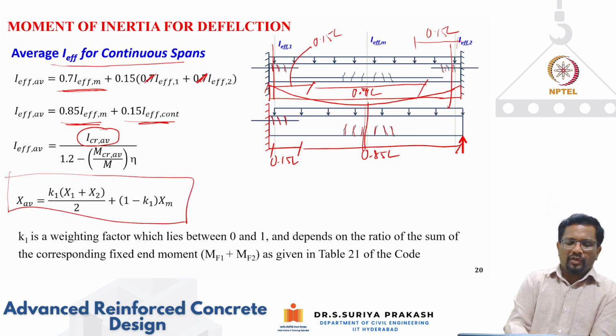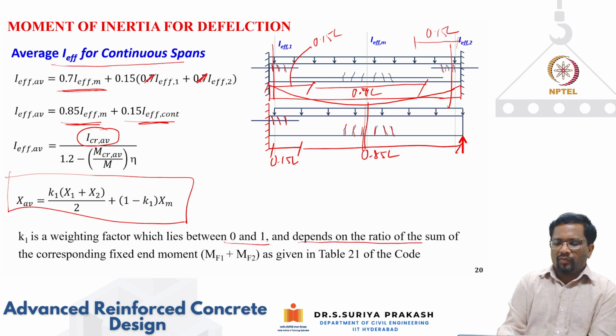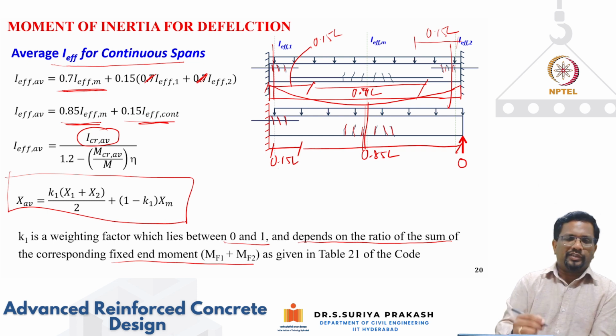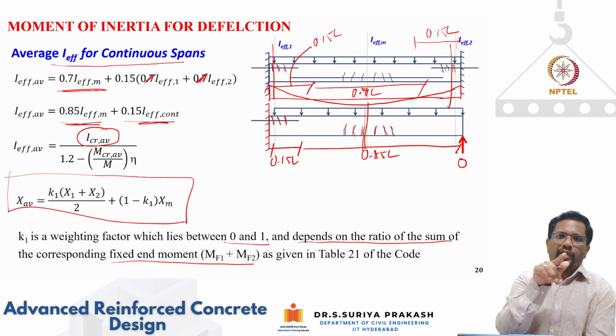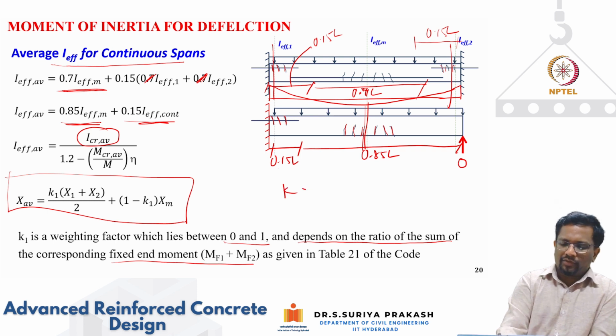Now what is K1 and XM and X1 and X2? So you can see here for moment also I can take some K1 weighting factor between 0 and 1, that again depends upon the ratio of corresponding fixed end moments that you are going to have. Okay, so MF1 in this case, if you look at it, MF2 here is 0, here you will get some value. So if you take the ratio of the sum of the corresponding fixed end moments, I can find this weighting average factor K that is going to vary between 0 to 1. So depending upon the moment profile I can find this K.